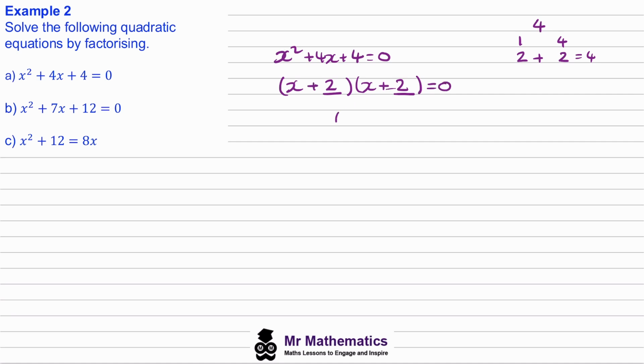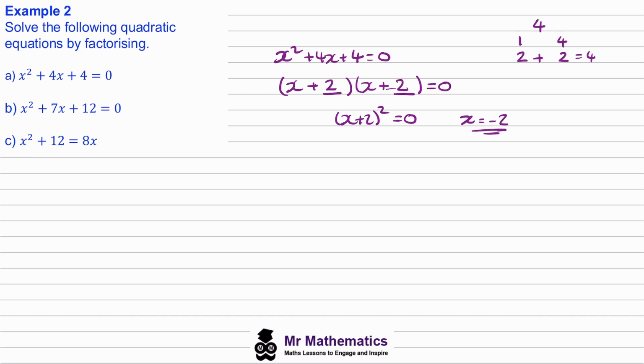So we can write this as x plus 2 multiplied by itself. So we'll only have one solution. This will be when this bracket equals 0. So x will equal negative 2.